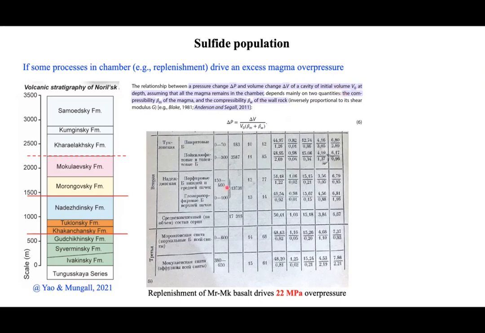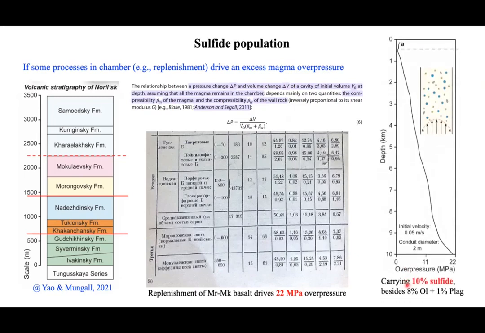And then a new replacement of the MR to MK, and we can calculate the change of volume. Here are these values, and then we can calculate that this replacement of the MR to MK basalt can drive maybe 22 MPa of overpressure. This overpressure can carry 10% of sulfide, besides 8% olivine and 1% plagioclase. All this can be carried by this MR to MK basalt in the upward transport.